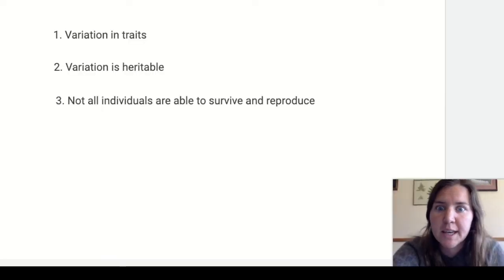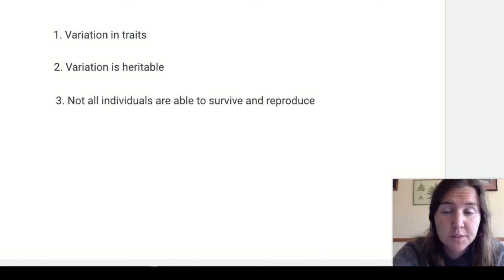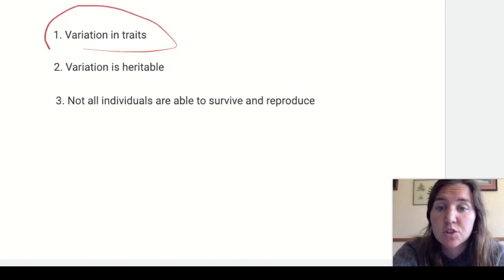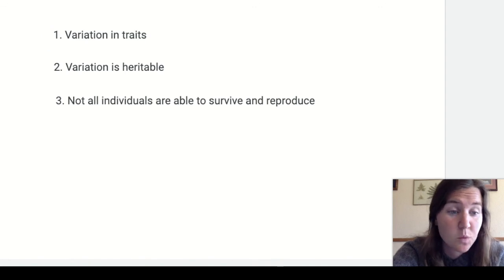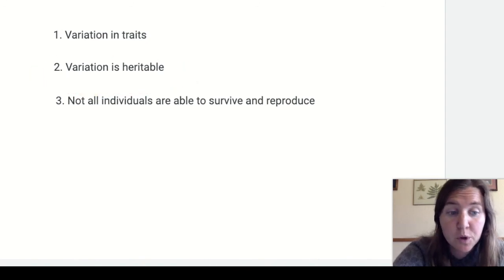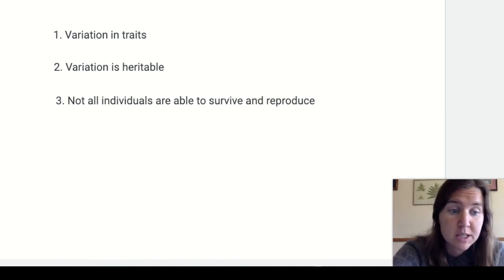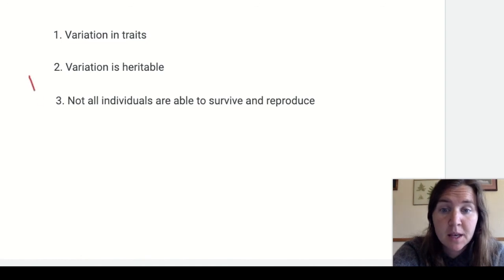Okay, so let's recap. Remember what we talked about at the beginning, these things that have to be true for natural selection to occur with the medium ground finches. Was there variation in traits? Yes, there was. Before the drought, there was already variation in the size of their beaks. Was that variation heritable or able to be passed on? Yeah. The offspring would inherit their beak size from their parents.